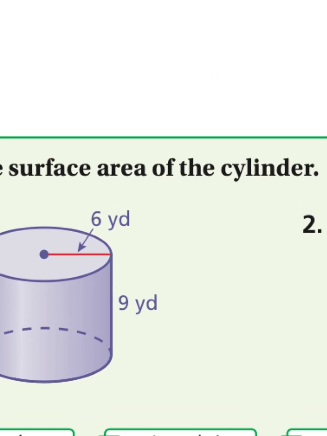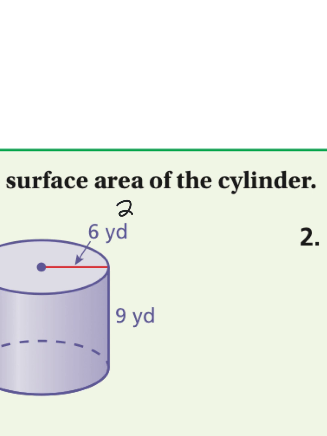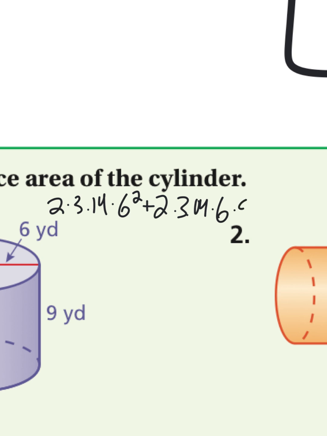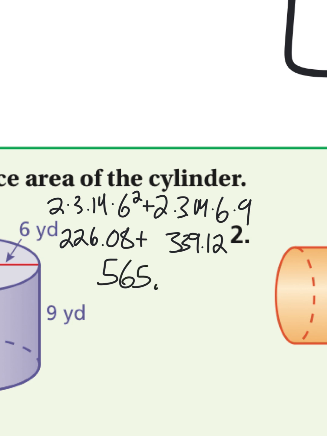Okay, so this first one, we have 2 times 3.14 times r squared plus 2 times 3.14 times r times h. If we do these in separate chunks again, you have 226.08 and 339.12. If you add those together, you have 565.2 yards squared.